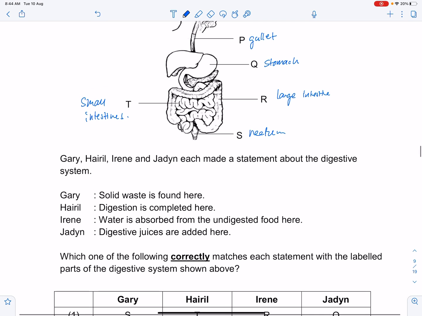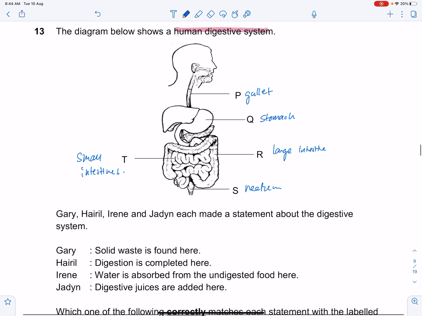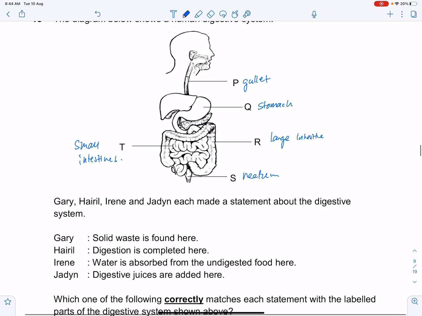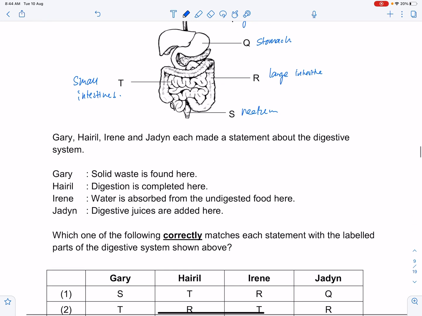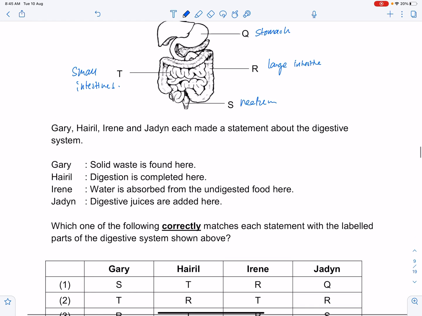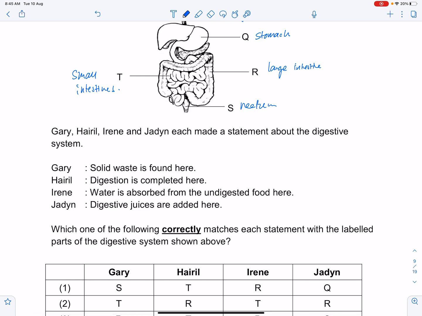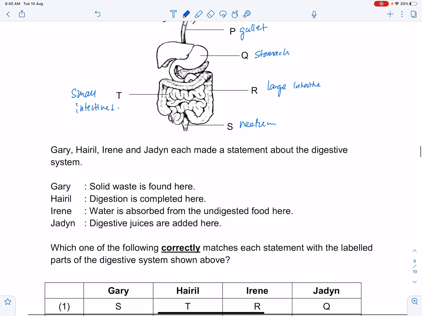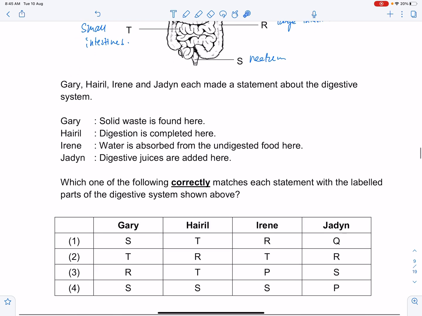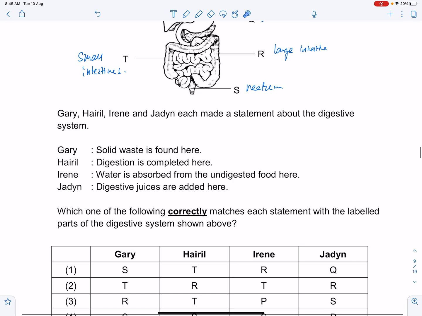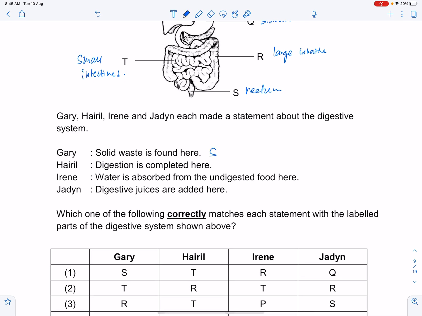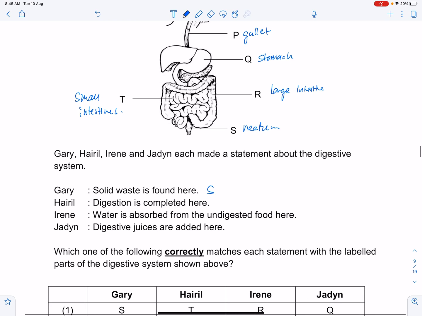So it states that solid waste is found here. So your rectum is in charge of storing solid waste. So in this case, S will be for Gary. Digestion is completed here. That will be your small intestines.